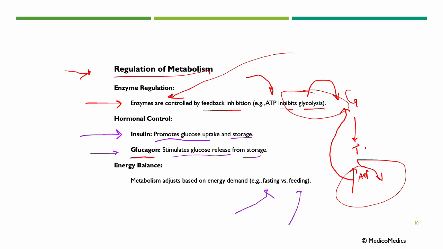Now, glucagon, it is worth mentioning, is a hormone released by your pancreatic alpha cells. And indeed, it is to stimulate glucose release from storage. And insulin is also released by your pancreas, but not by your alpha cells, rather by your beta cells. And they promote glucose uptake and storage.